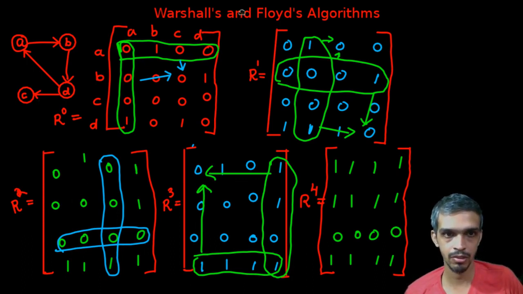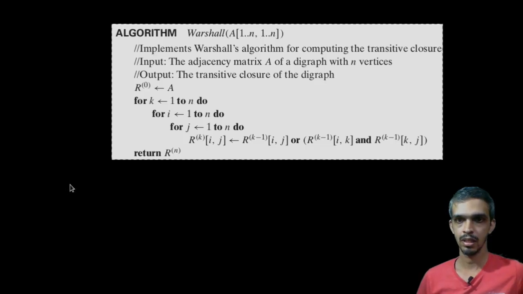So the algorithm for this is pretty simple. It is similar to what we write for matrix multiplication. So we need to traverse row wise and column wise. So you can write it as, this shows Warshall's algorithm. Input is adjacency matrix A of a digraph with n vertices. Output is a transitive closure of the digraph.